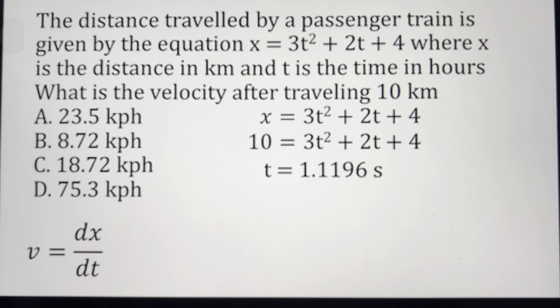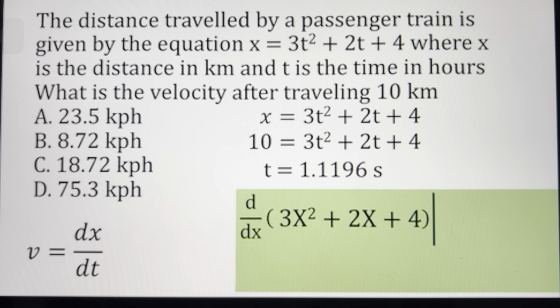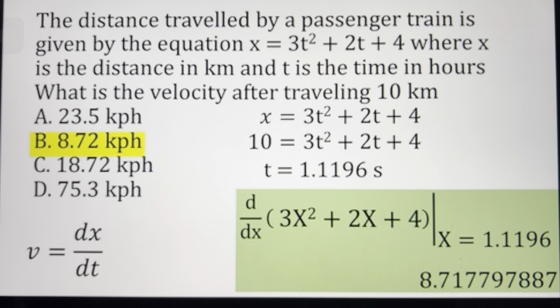And we need to find the velocity, and we know that is the first derivative. So we can use our calculator: d/dx of our original function. Just change t into x, and x will be the time, 1.1196. Answer will be 8.72 kilometers per hour.